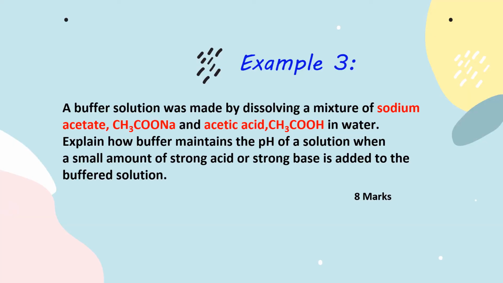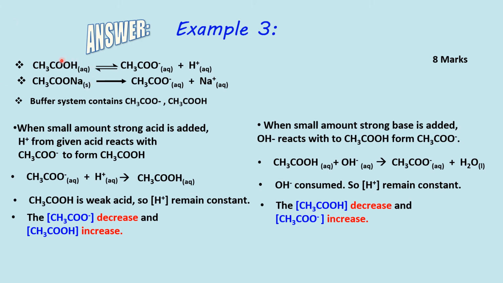Example 3, a buffer solution was made by dissolving a mixture of sodium acetate and acetic acid in water. Explain. This explanation is exactly the same as in our previous video, the explanation for a buffer solution. So first, write down the reactions happening in the system. The weak acid partially dissociates and the salt produces the conjugate base, completely dissociating. So the buffer system contains this conjugate base and this weak acid, so that the conjugate base can react with the strong acid when strong acid is added.